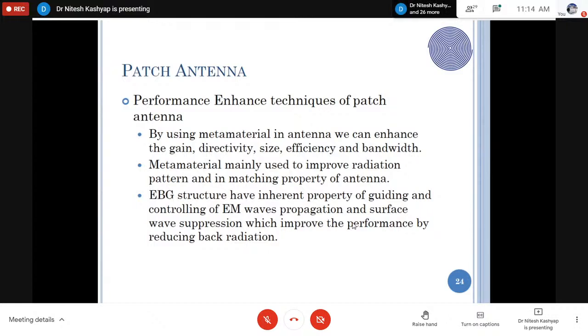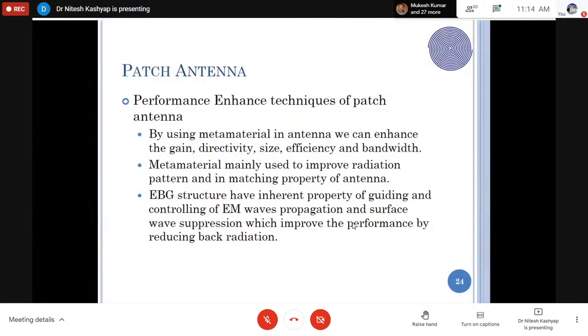The metamaterial is able to alter the gain, directivity, size, efficiency, and bandwidth. So it is a very important technique to improve the performance of the antenna. The metamaterial is mainly used to improve the radiation pattern and matching property of the antenna. And the second technique is that EBG structures have the inherent property of guiding and controlling EM wave propagation and surface wave suppression, which improves the performance by reducing back radiation.